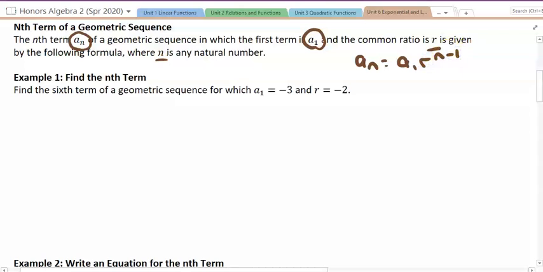Now, why n minus 1 power? Well, remember that we're already on the first term here, so we're only going to need to take n minus 1 steps to get to our requested term. And so let's see how that works out with example 1.